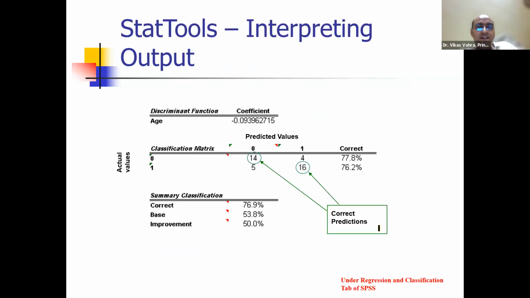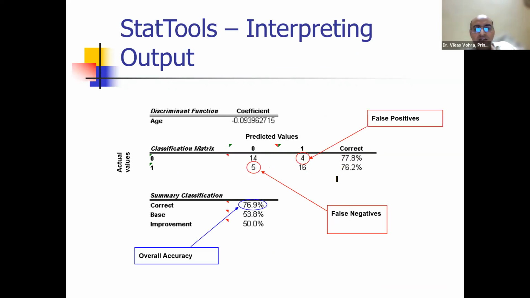So how will the result of the classificatory output be seen? You will have a matrix, the classification matrix, and it will tell you that when 0 was predicted as 0, there were 14 cases and 4 were left out. So it was correct up to the level of 77%. When 1 was predicted as 1, there were 16 cases and 5 cases were left out. So it was 76% correctly estimated.